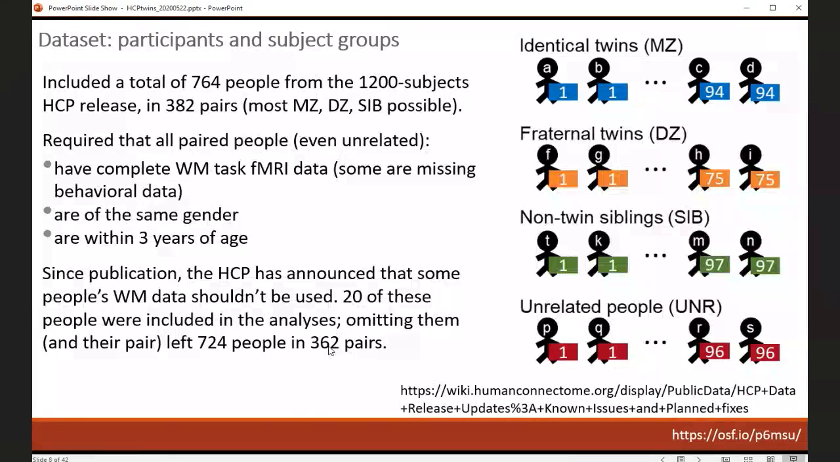So I actually worked out last week for this talk which 20 people should be dropped, and dropped them and their twin or whoever. So for the analyses, the results I'm showing today are these 724 people as opposed to the original 764.